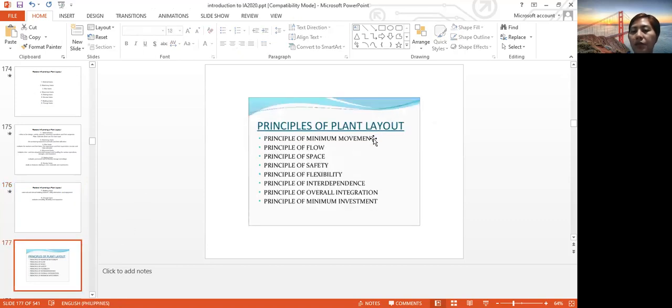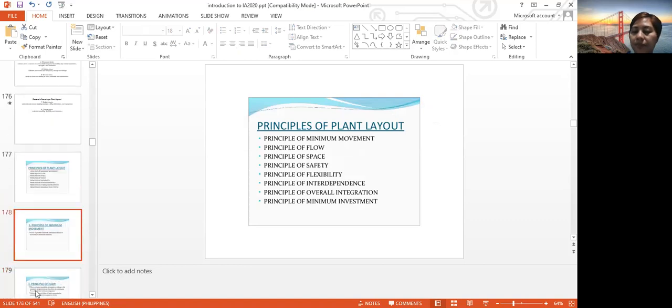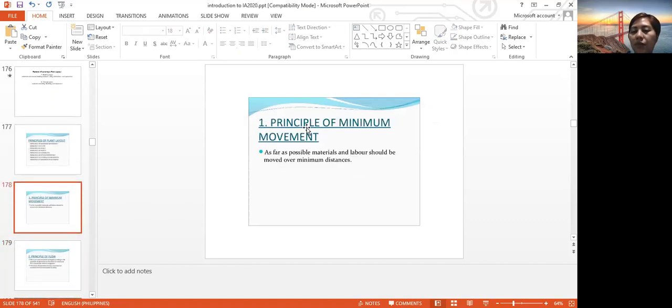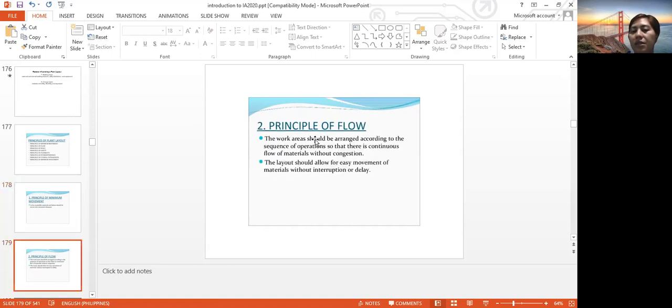Okay. So, principles of plant layout. We have here the principle of minimum movement. As far as possible, materials and labor should be moved over minimum distances. This is to save time, because of course, if we can save time, at least we can do a lot. Principle of flow: the work area should be arranged according to the sequence of operations so that there is continuous flow of materials without congestion. The layout should allow for easy movement of materials without interruption or delay.